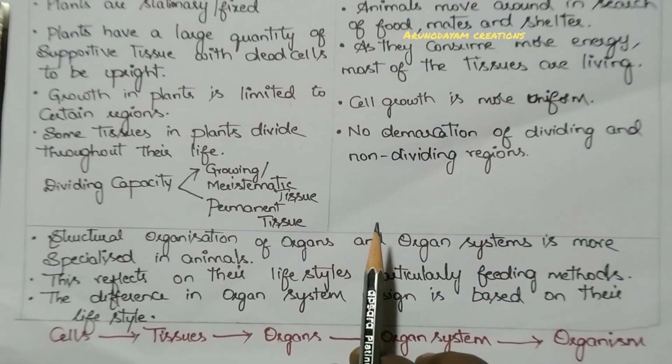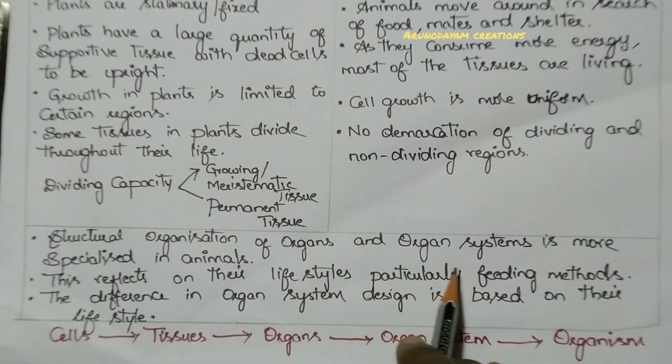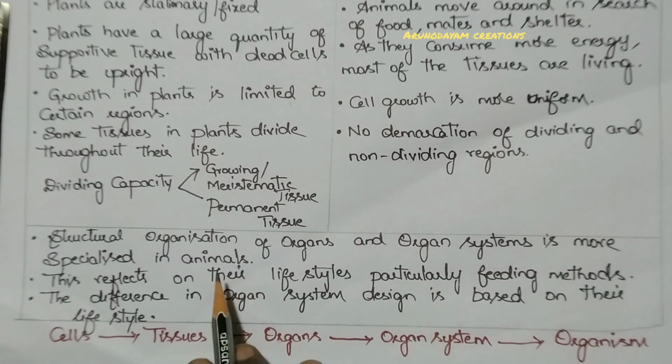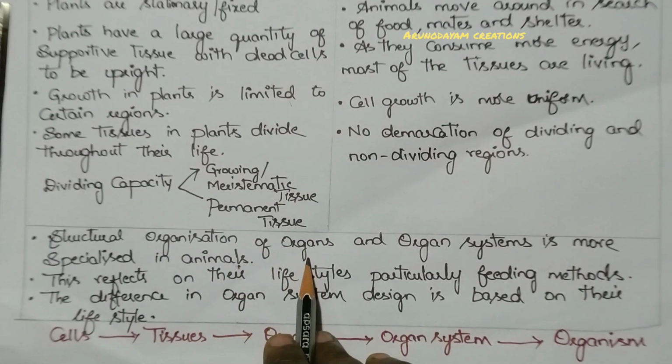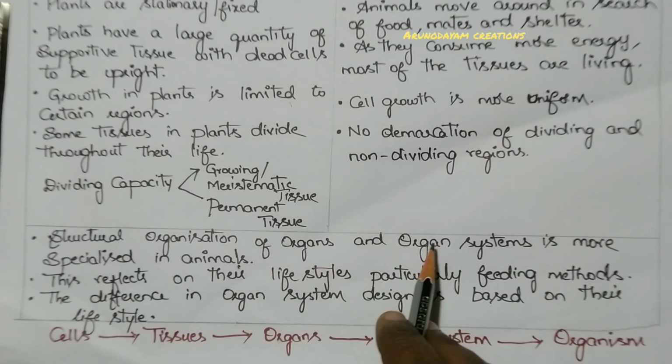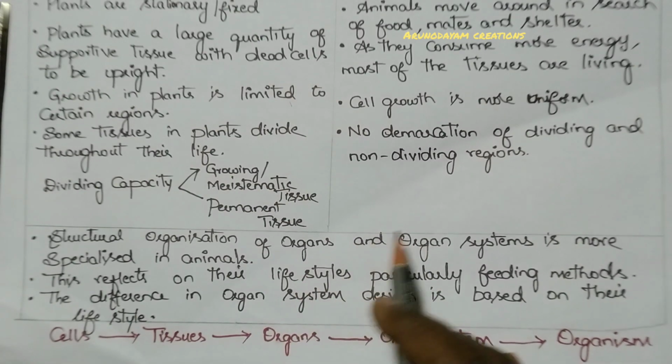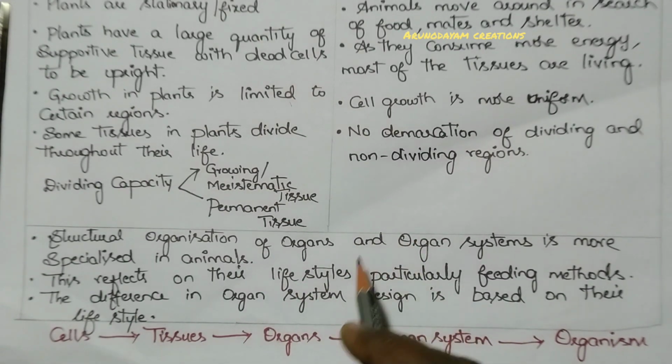Next, structural organization of organs and organ systems is more specialized in animals. In case of animals, organs and organ systems are more complicated, more specialized.